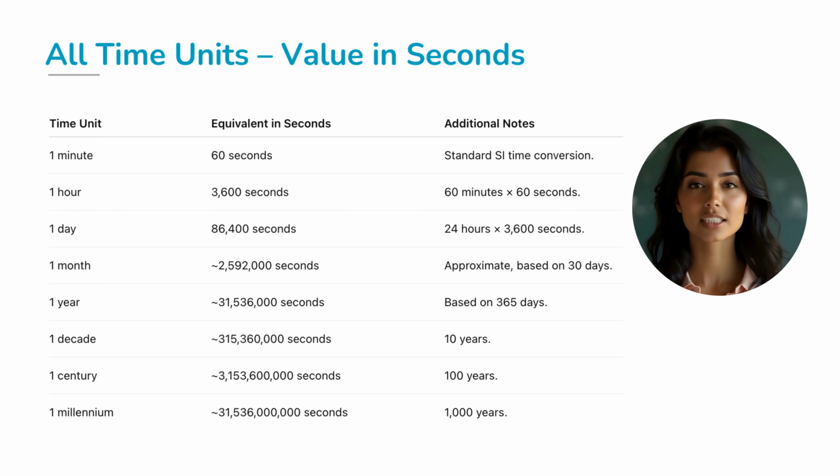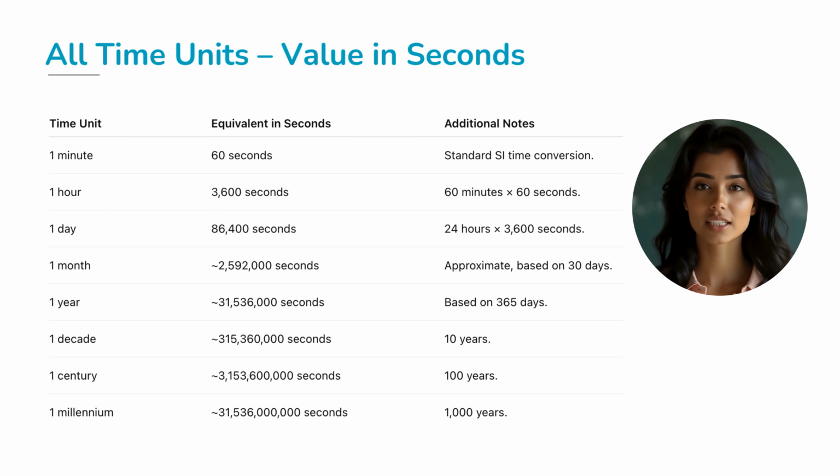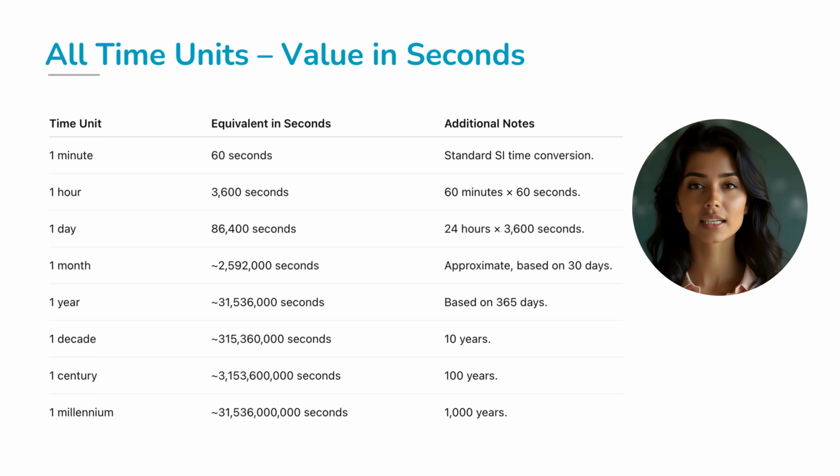1 minute equals 60 seconds. 1 hour is 3,600 seconds. A day is 86,400 seconds. 1 month clocks in at approximately 2.592 million seconds. A year gives us over 31 million seconds, and from there it scales to decades, centuries, and millennia.